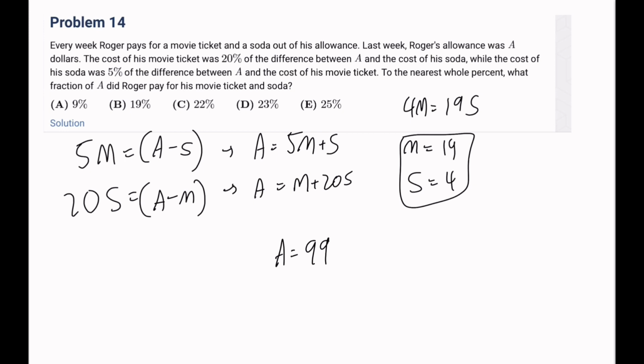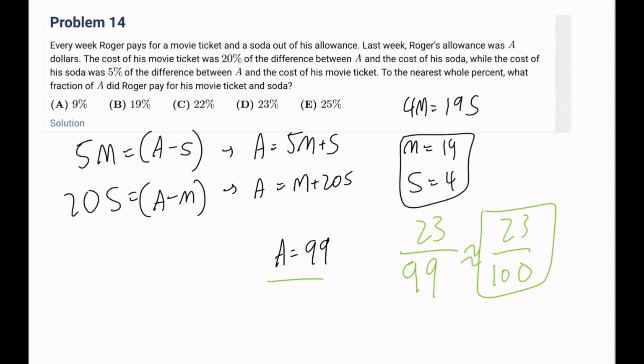And what fraction of a did Roger pay for his movie ticket and soda? And so the whole cost of the movie ticket and soda was 19 plus 4, which was 23, and a is 99, so it's 23 over 99. This is very close to 23 over 100, right? So it's 0.23, it's 23%, so the answer is D.